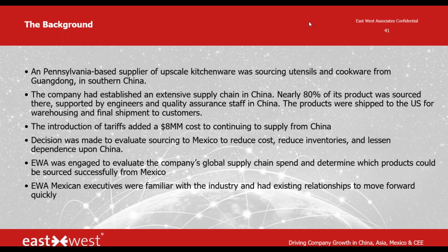And they had set up an effective group of quality assurance people and sourcing specialists to make sure that continued smoothly. With tariffs added to a long escalation in costs as the economy developed in China and wage rates went up, they made a decision to evaluate Mexico as an attempt to reduce cost and inventories, but also to spread the risk from having too many eggs in one basket. And East West was asked to help them evaluate the supply chain and determine how best to diversify that.